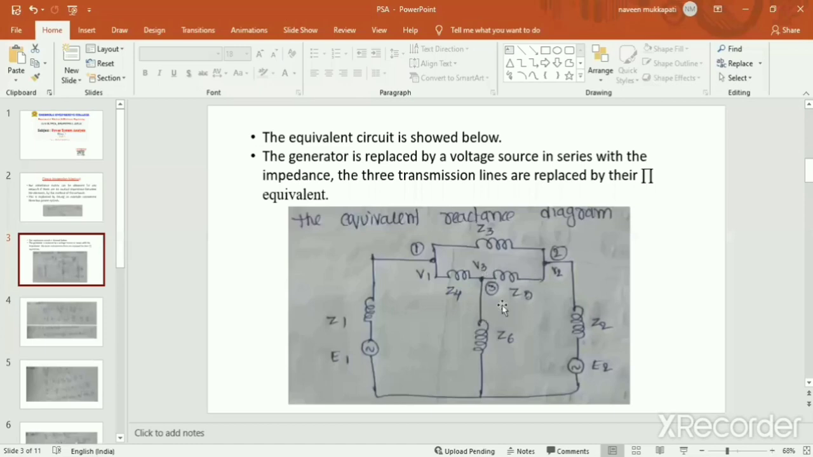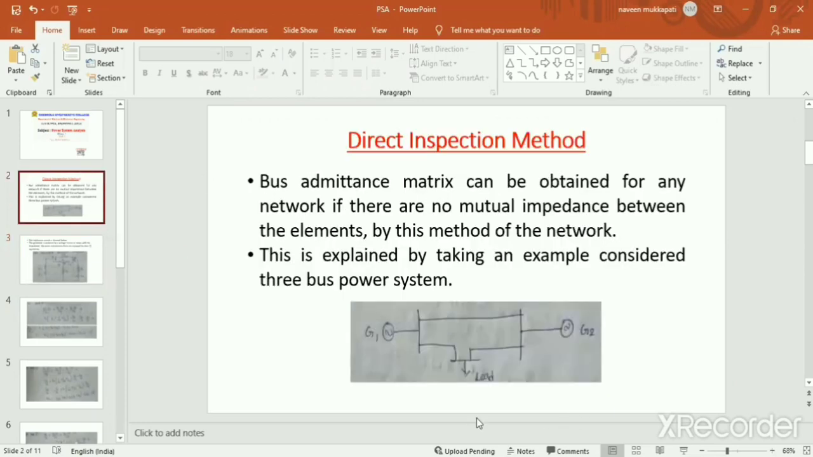Okay, that is the elements. After that, we represent the generator G2, which is represented by Z2 in series with E2. Then another element is there: bus 3 to the reference, where we have the load. Okay, that is the load.